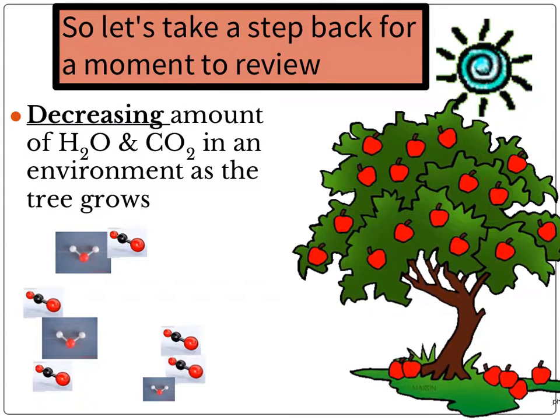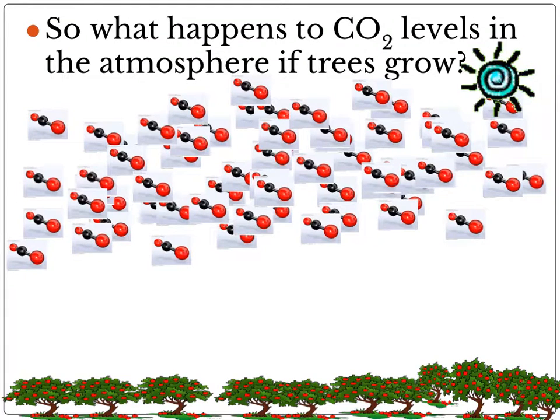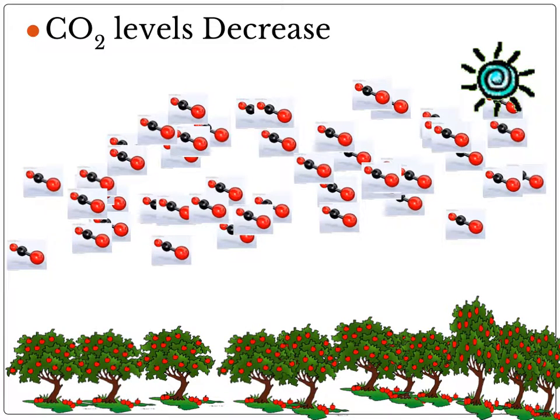Hopefully this is what you thought. Decreasing amounts of H2O and CO2 in the environment would occur as the tree grows. That makes sense, right? Because as the tree is taking in the CO2 and H2O to make its body, it would be taking it out of the environment around it, out of the air. This is similar to how you would have less and less Lego blocks around if you constructed a larger and larger Lego tower. So what would happen to the CO2 levels in the atmosphere if trees continue to grow? The CO2 level would decrease.